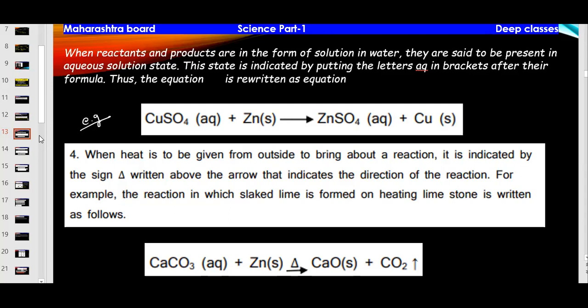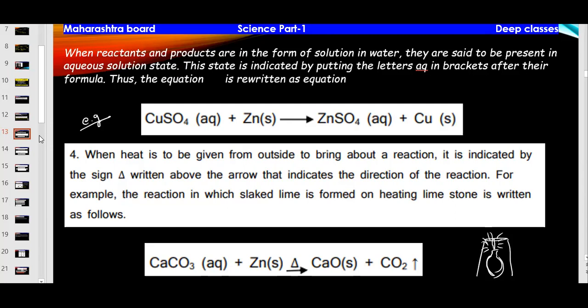Next point, when heat is to be given from outside to bring about a reaction. What does this mean? When heat is given from outside, it means you are using a burner, a flame from outside. You are giving heat from outside. Okay, that is when heat is to be given from outside to bring about a reaction.